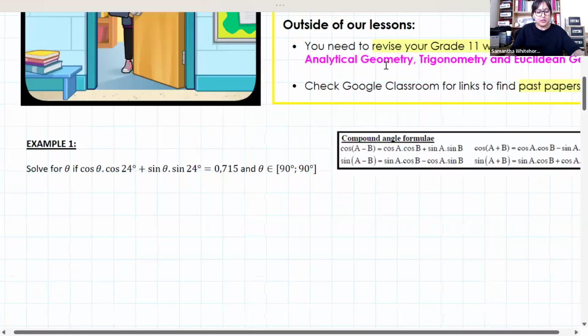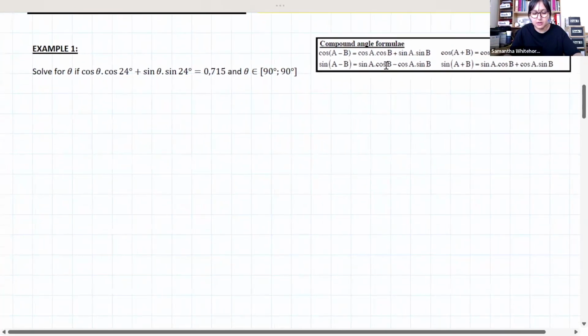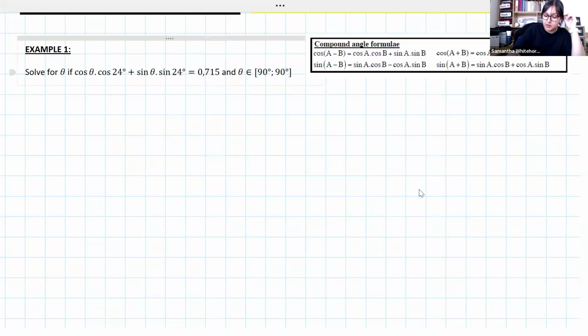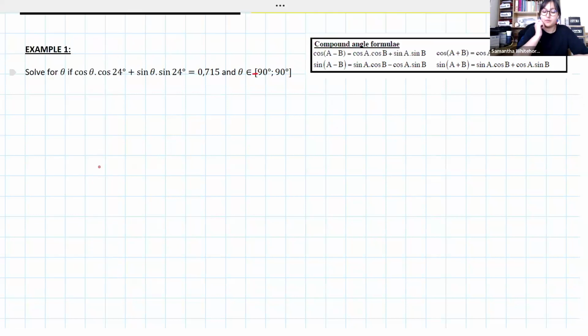So we're going to have a look at this first example, which I've got our compound angle formulas here. So let's try and get them in. Which says to us, solve for theta if cos theta times cos 24 plus sine theta times sine 24 is equal to 0.715, and theta is an element of negative 90 to 90. Silly of me. Let's just put in the negative there. Right, do apologize, negative 90 to 90.